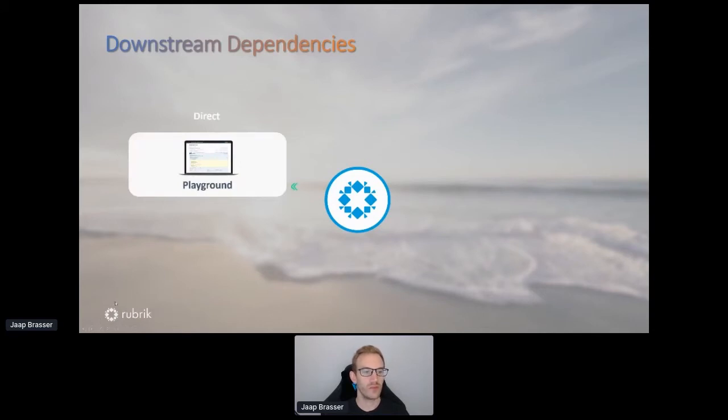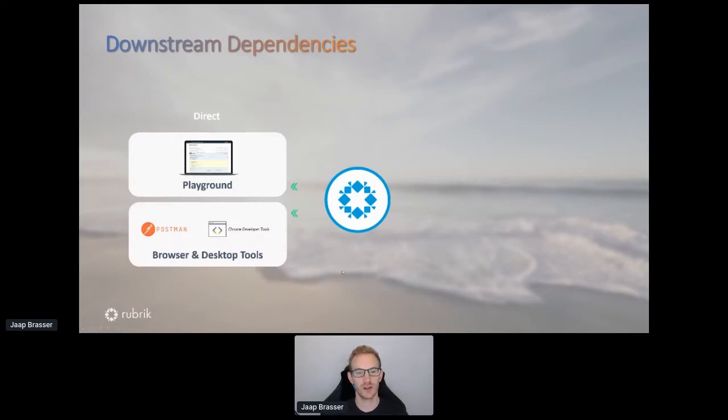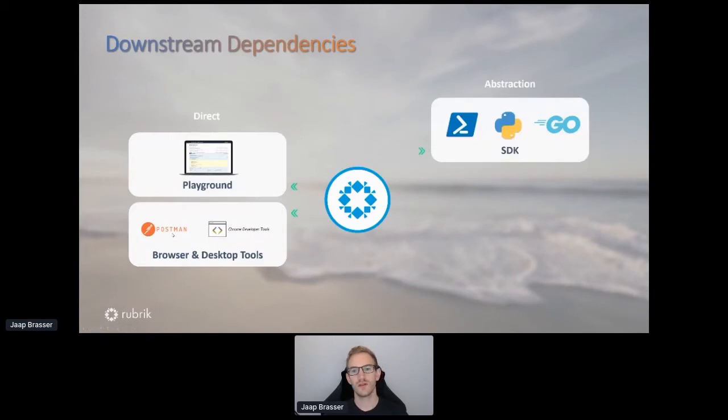So we of course have an API playground that's just part of our product release. So I don't have to do anything for that. You can use the browser and the desktop tools. So Chrome developer mode is a great way to discover what kind of API calls are being fired if you're using the GUI. Postman, of course, is a great tool. But then we've also taken it a step further. So we built out a number of SDKs. For those of you who are not familiar with the logos, we have PowerShell, Python, and Golang.